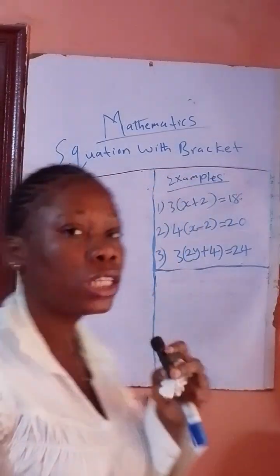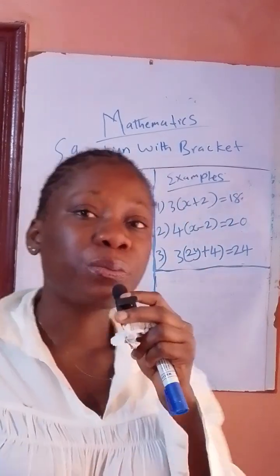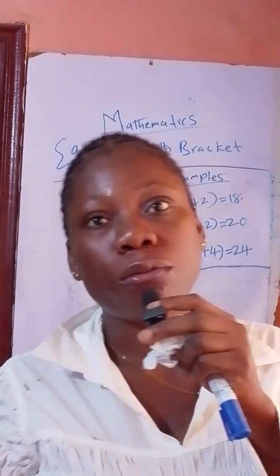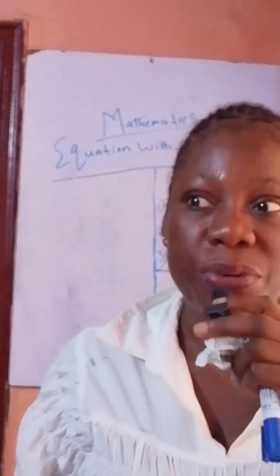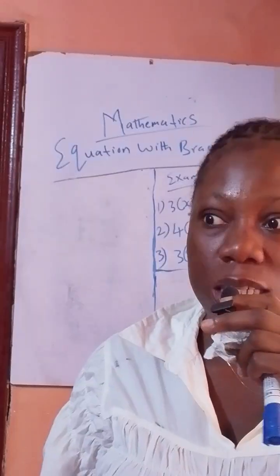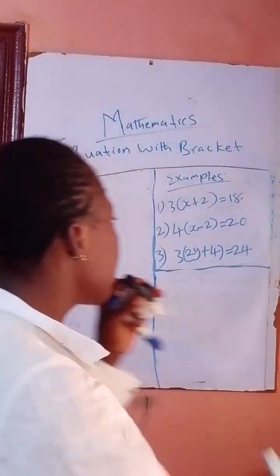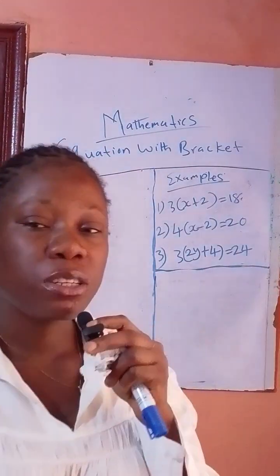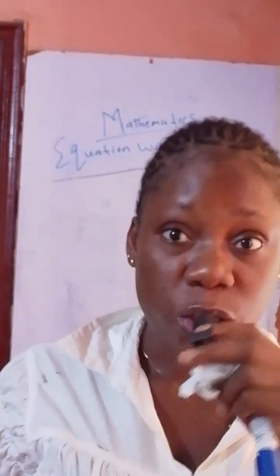We are still on equation with brackets, and we'll be rounding up from equation with brackets so that we can proceed to the next topic. I listed 3 examples that we'll be solving today and I would like you to pay attention so that you can understand every step of it. Let's proceed.